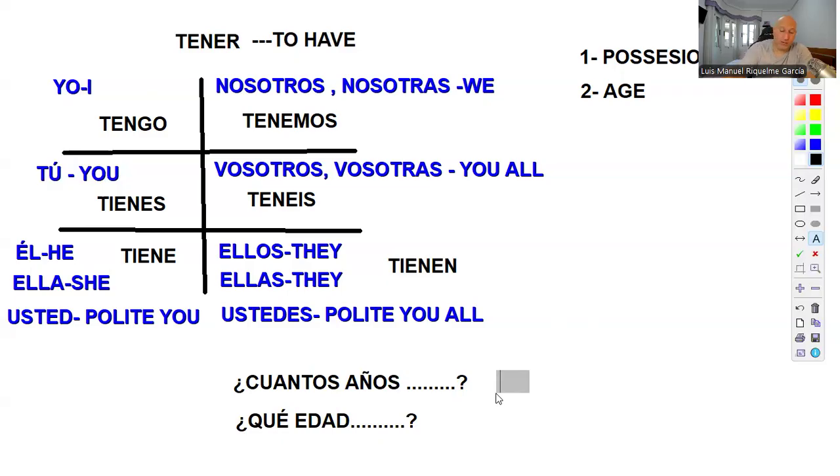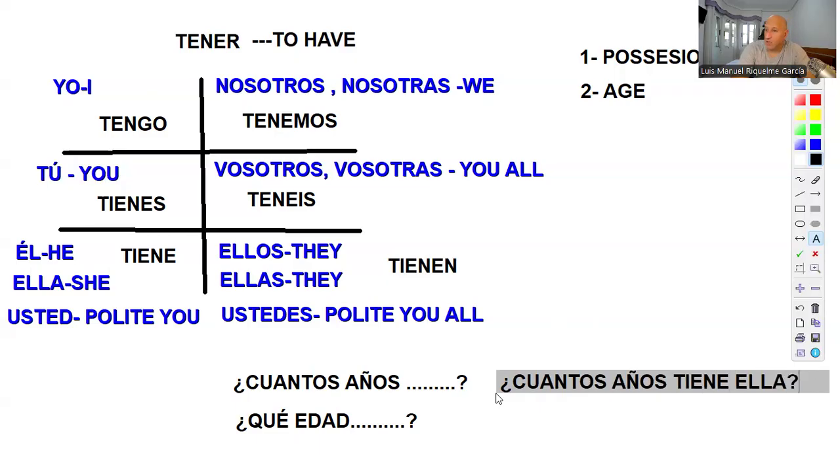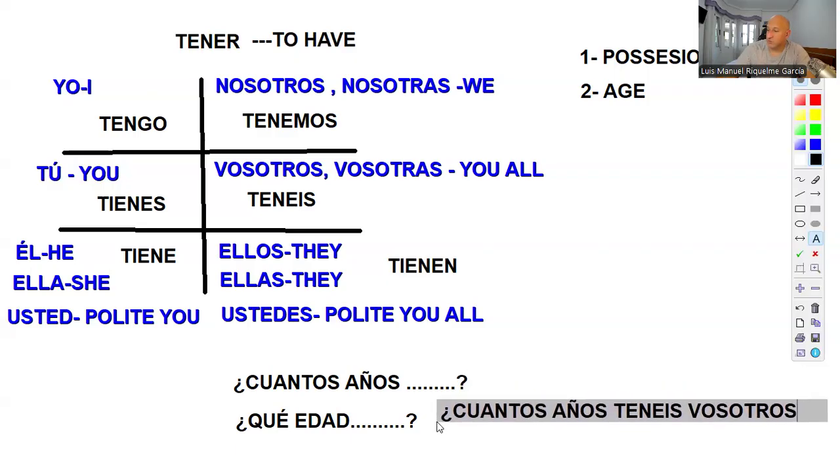For example, I'm going to ask you, how old are you? ¿Cuántos años tienes tú? How old are you? Imagine I'm going to ask about she. ¿Cuántos años tiene ella? How old is she? ¿Cuántos años tenéis vosotros? How old are you all? You plural people.